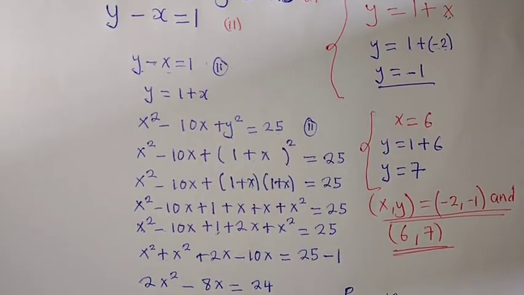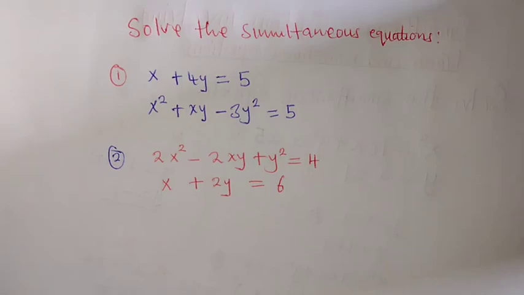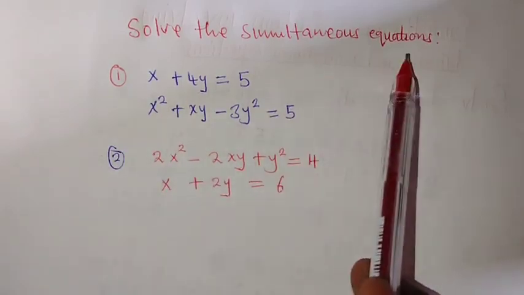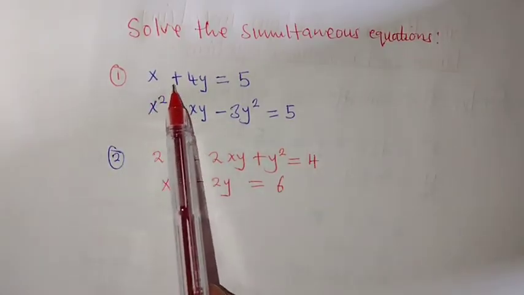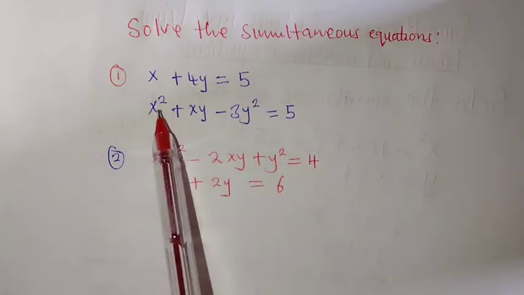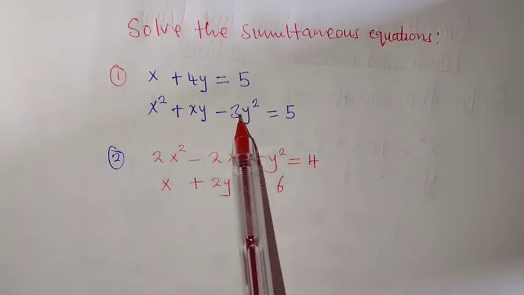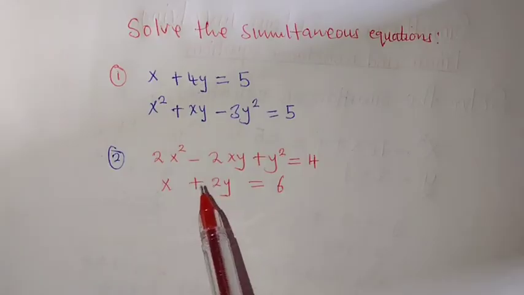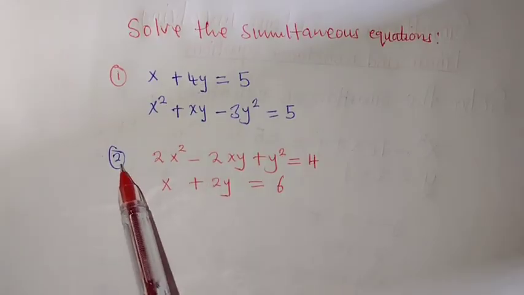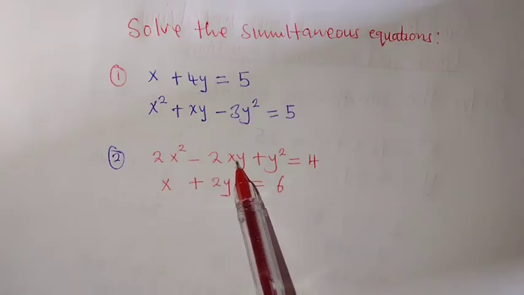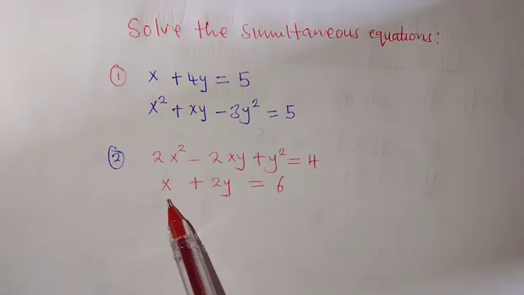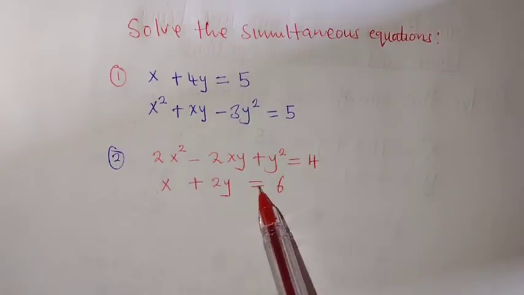Now let me give you 2 questions that you can try out. Solve the simultaneous equations. The first one, we have x plus 4y is equal to 5, and x squared plus xy minus 3y squared is equal to 5. You can try out this one. Then 2, you have 2x squared minus 2xy plus y squared is equal to 4, and then you also have x plus 2y is equal to 6. So you can try out these.